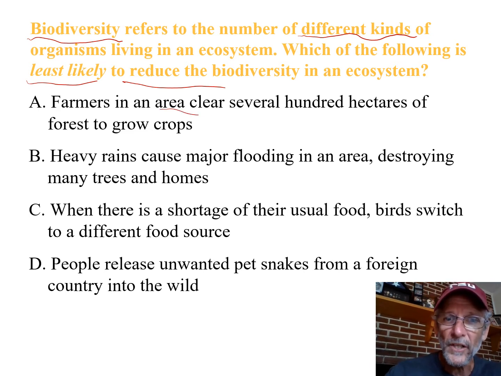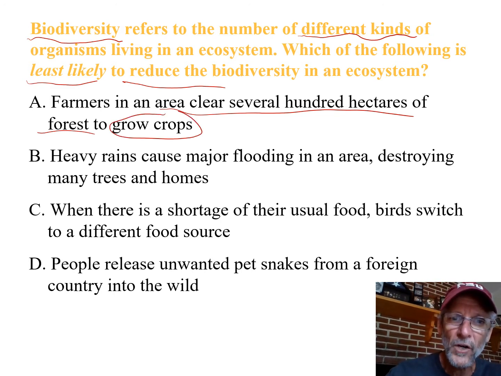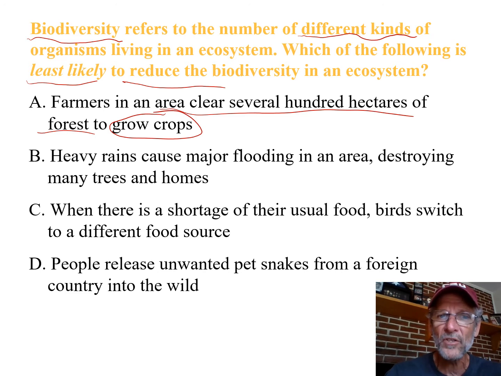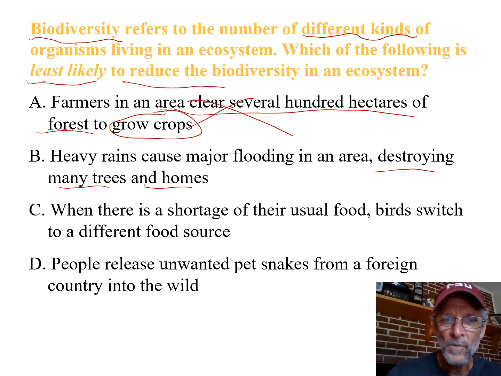Well, if you clear some forest, assuming there's a whole lot of different kinds of plants in that forest, to grow just a few kinds, assuming a few kinds of crops, that is quite likely to reduce the biodiversity. So we'll knock that answer out, right? Heavy rains cause major flooding, destroying many trees and homes. That sounds like it's going to reduce, not likely to reduce, okay?